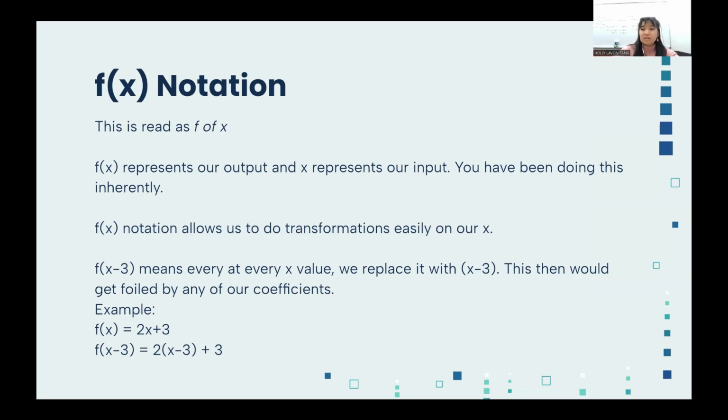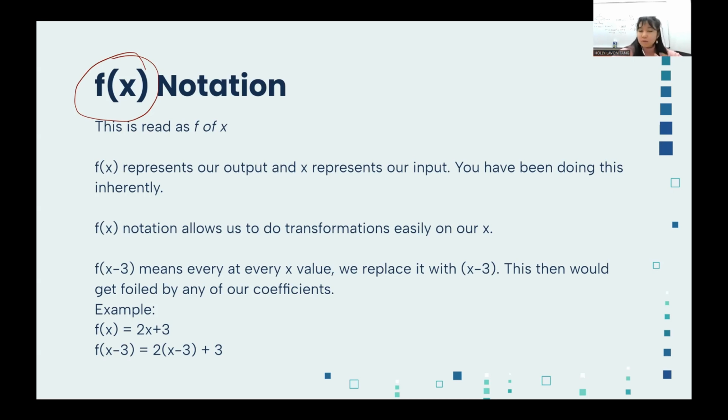I've realized that it has been quite confusing as a point of just doing different things. So this is actually read as f of x notation. So hopefully if you didn't know what I meant by f of x, it is this right here. So f of x represents our output, and x represents our input. You've been already doing this with our y equals mx plus b. So f of x notation allows us to do transformations on our x.